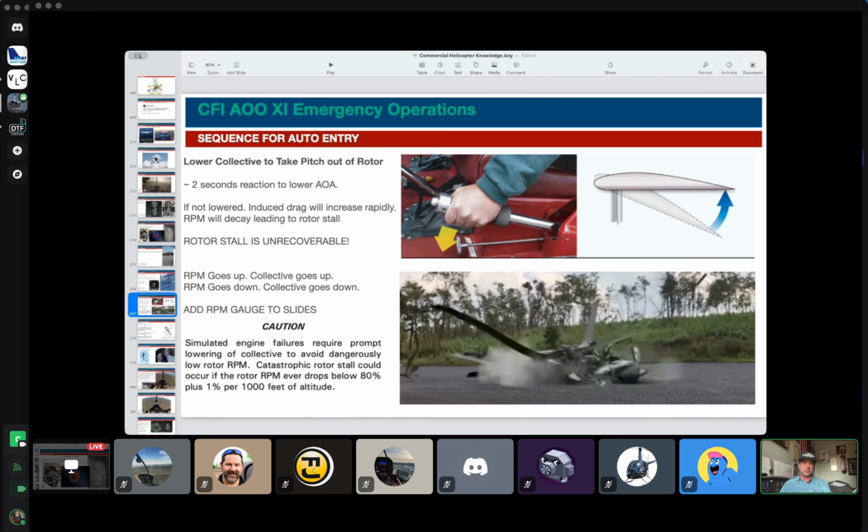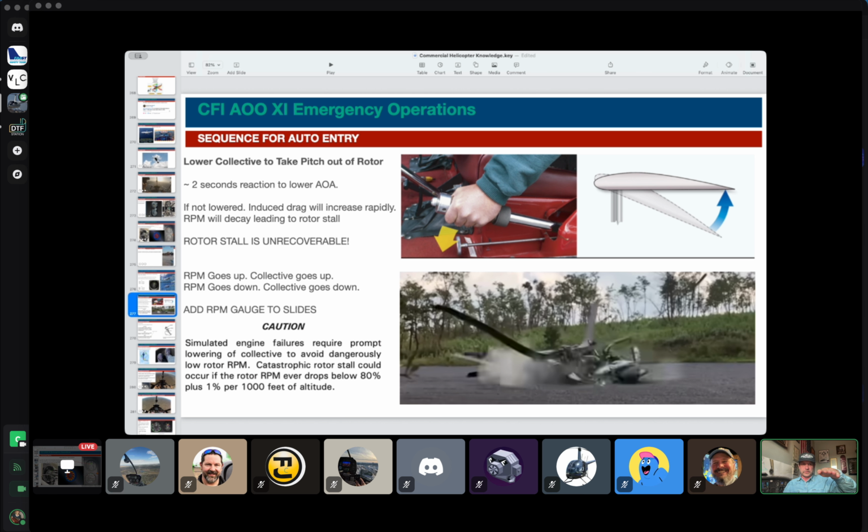The first thing that we want to do is lower that collective to take pitch out of the rotor. Our pitch is set for flight. When we lower that collective, we take that pitch out of the rotor. What that does is it reduces that induced drag and it keeps that rotor blade from stalling. We only have a few seconds for that to happen.